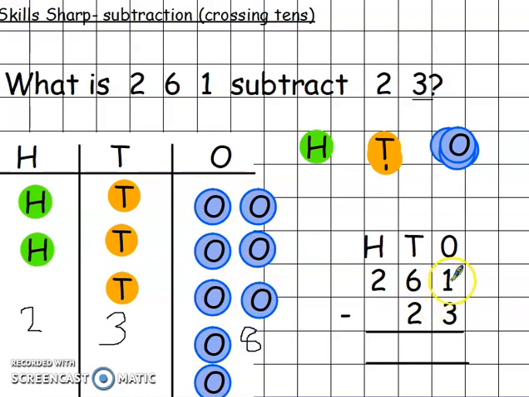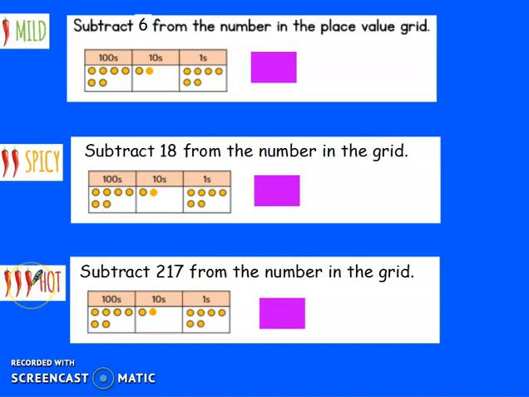Let's see if we're correct here. 1 take away 3, we can't do it. So we change that to 5 tens and move 1 ten here. So now it's 11 take away 3, equals 8. 5 take away 2 equals 3. And 2 take away 0 equals 2. So well done if you got 238. Now it's your turn to have a go.